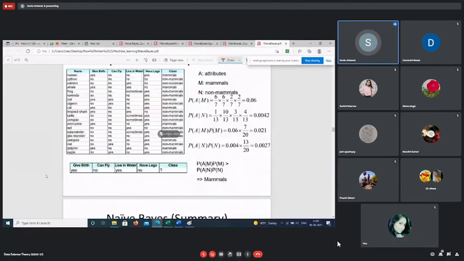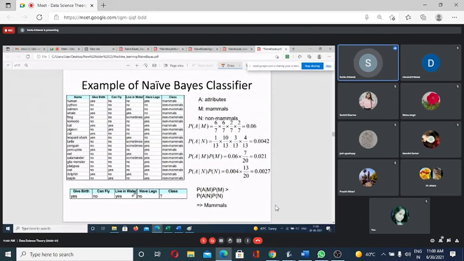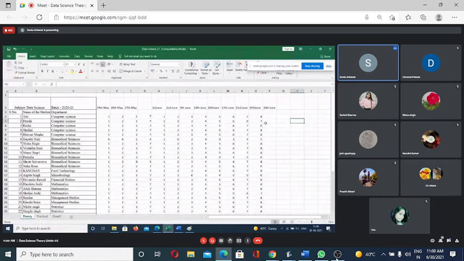Let's do one. Tomorrow what I'll do, we'll work on this table, right? We'll work on this data set and we'll identify the class for these particular attributes: give birth, can fly, live in water, have legs. What I'll do, I'll share this PPT. Everyone will make this table in their copy and bring it. Okay? And then we'll discuss it in tomorrow's class. I'll share it today itself.